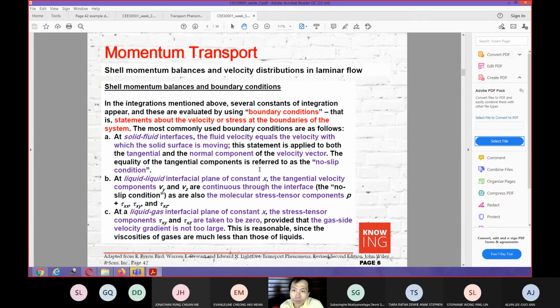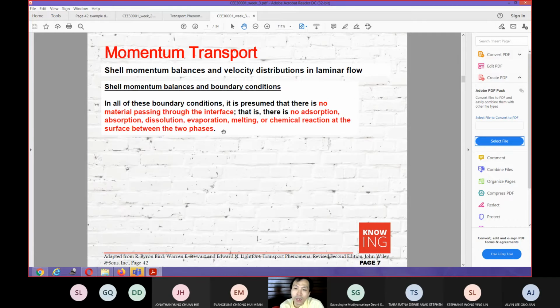Okay, so now it is very important that we are only dealing with simple conditions, in which we assume that there is no material passing through the interface. So there is no absorption, dissolution, evaporation, melting, or chemical reaction at the surface between the two phases. So what we are giving in here as the example is a very simplified situation.